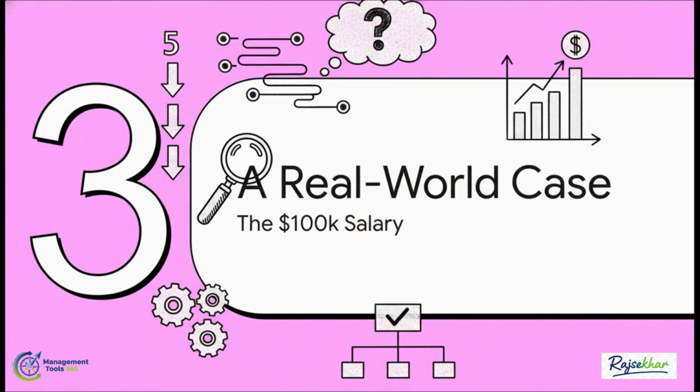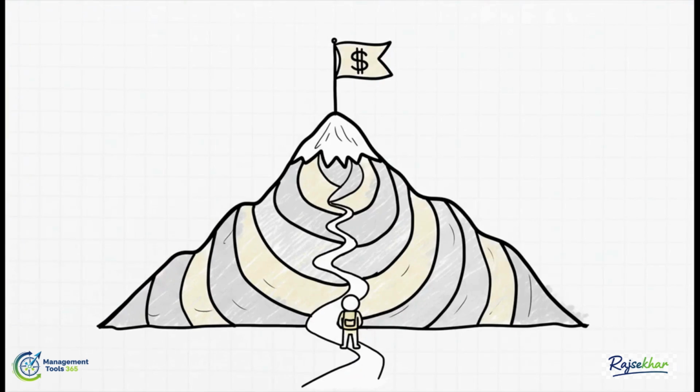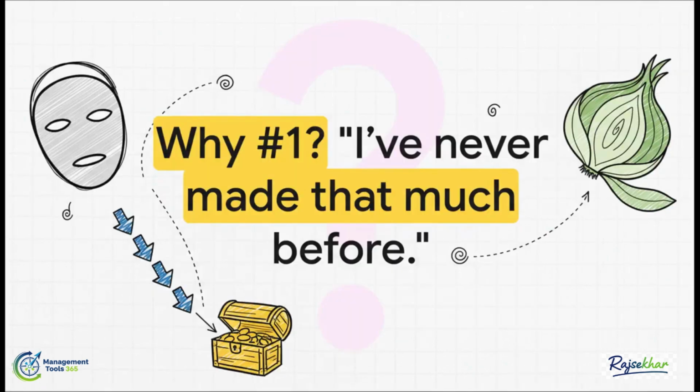Okay, theory is great, but let's make this real. We're going to walk through, step by step, exactly how the 5 whys plays out in a real-world scenario. So, our investigation kicks off with a clear focal point. The client comes in and says, I want to make $100,000 this year. This is it. This is the first layer of the onion, the stated need. So naturally, we ask our first why. And the answer we get is, well, I've never made that much before.